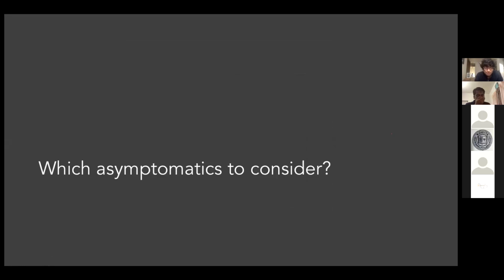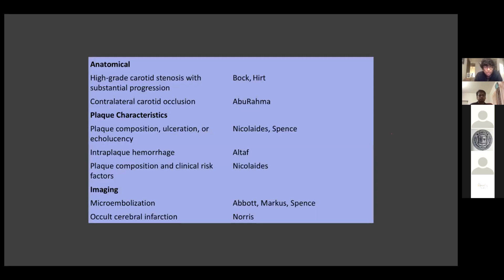Which asymptomatic patients to consider? As I said, I'm very, very careful with asymptomatics. These are sacred patients. They've never had any neurological problem in their life. The plaque has been incidentally detected. You cannot afford to give them any stroke. So the ones that you should consider should be these. A, you've got contralateral carotid occlusion and preferably high-grade carotid stenosis, which might have progressed very, very rapidly.